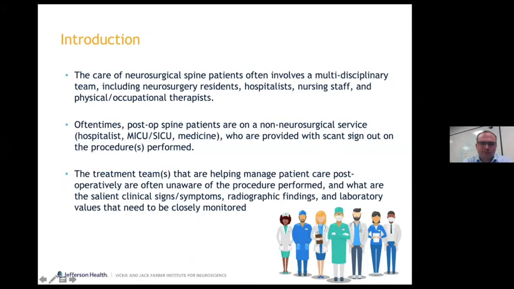The care of our spine patients at Gibbon often involves a multidisciplinary team, which includes neurosurgery residents, the Farber Hospitalists, the nursing staff, as well as physical and occupational therapists. And more so than our patients at JHN, oftentimes post-op spine patients are on a non-neurosurgical service. So this might be someone that we are consulted on from the MICU or the SICU, a medicine service, or someone that we operate on that's officially in the hospitalist service.